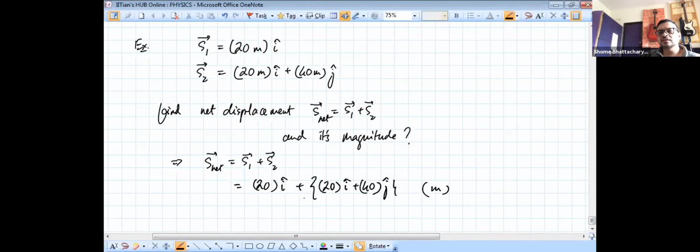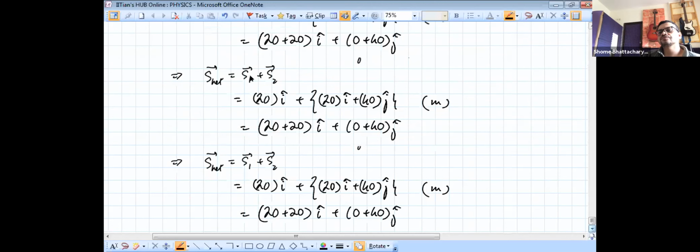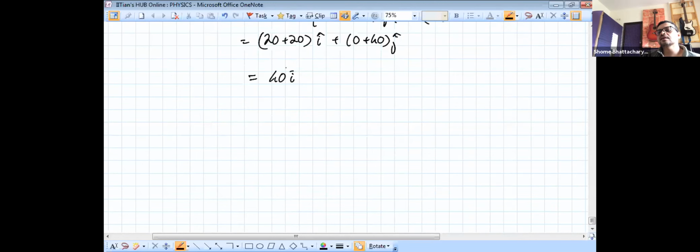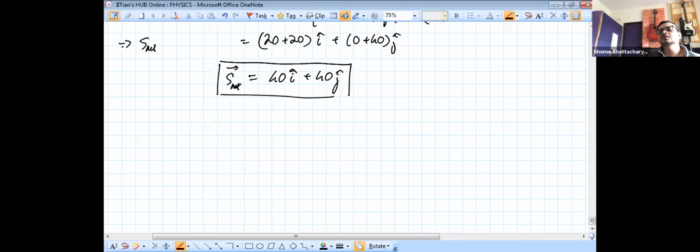Okay. So next I will take I cap common. So it will become 20 plus 20 I cap. And I'll take J cap common. It will be 0 plus 40 J cap. So the net displacement will become 40 I cap plus 40 J cap. This is my net displacement. Because the net displacement is nothing but the sum of S1 and S2. So that is becoming this.